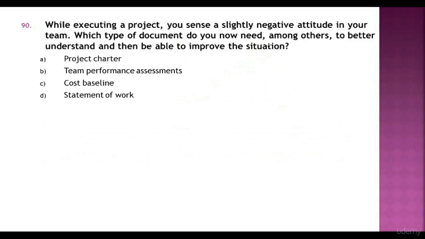Question 90. While executing a project, you sense a slightly negative attitude in your team. Which type of document do you now need, among others, to better understand and then be able to improve the situation? Project charter, team performance assessments, cost baseline, statement of work. Answer B is the correct choice. Team performance assessments.